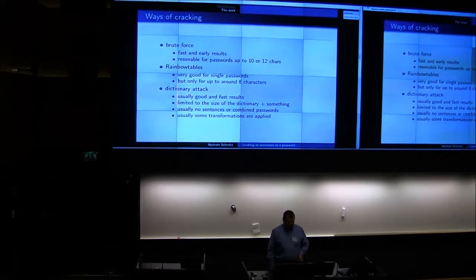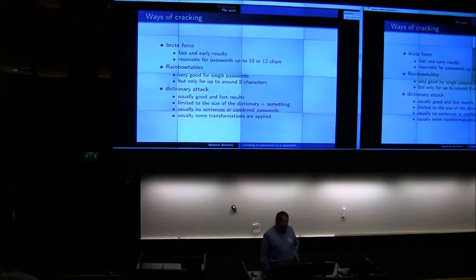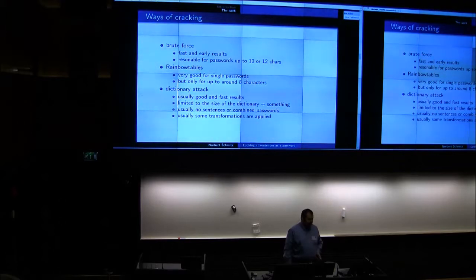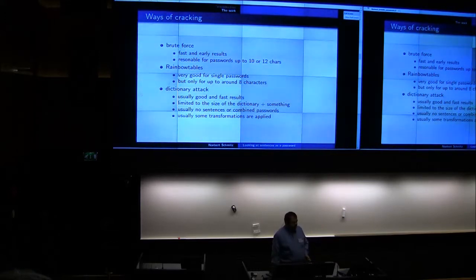So we thought about ways how someone would or could crack the passwords at all. What usually comes to mind is doing some brute force, and we would get fast and early results, and it would be reasonable for passwords, let's say up to 10 characters for our equipment, 12 for NSA equipment or so. But if users are choosing sentences, they are getting quite long. 20 or so characters would not be a problem for a sentence. So we thought about, what about rainbow tables?